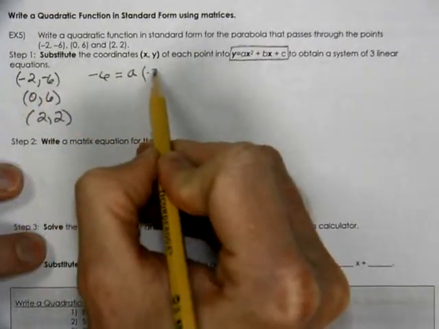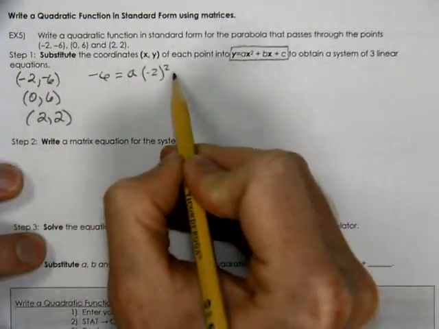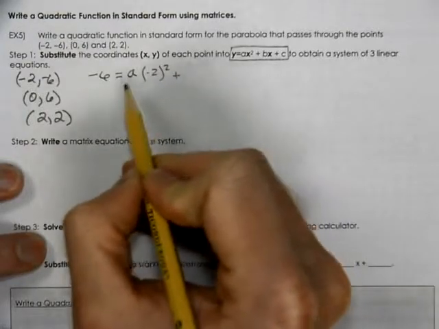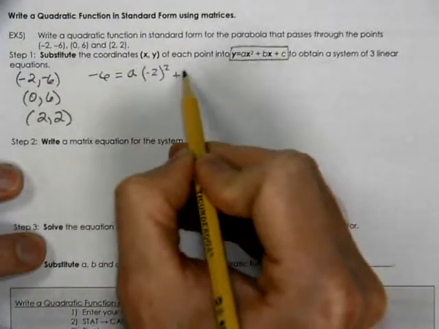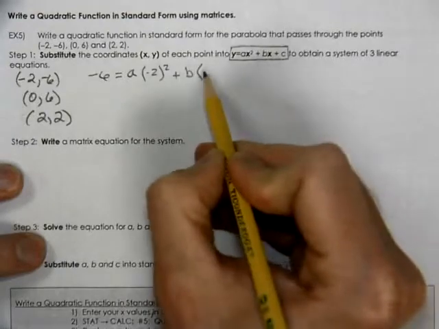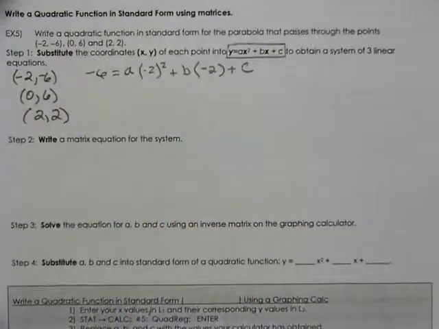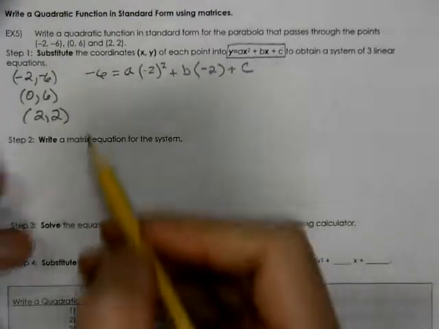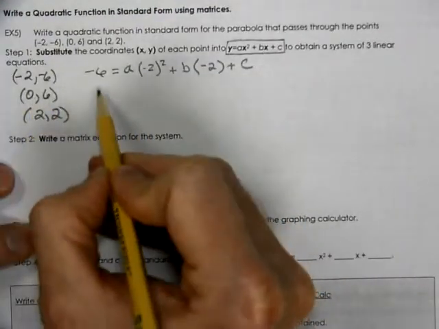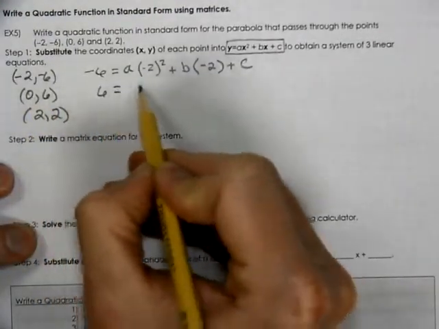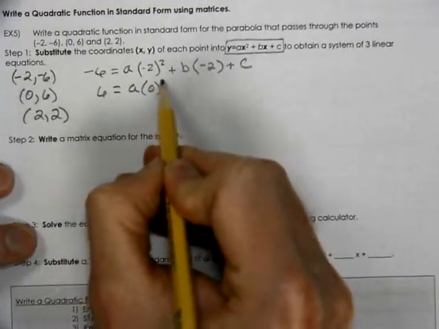The x is negative 2 squared. Our b value we don't know. Our x value is negative 2. And our c value we don't know. We're going to repeat that with our other point. Y is 6. X is 0.